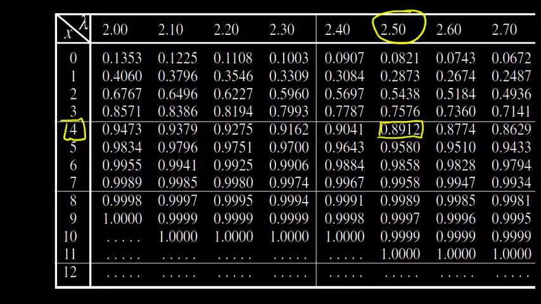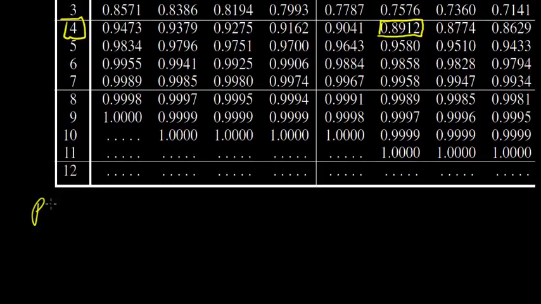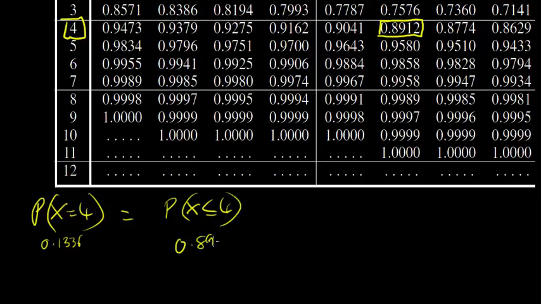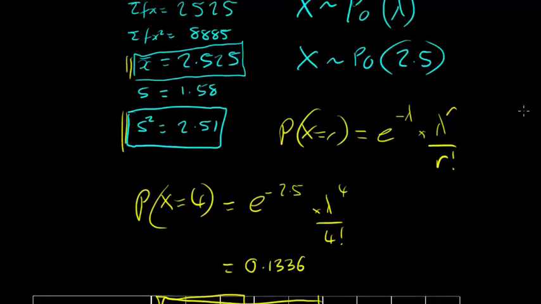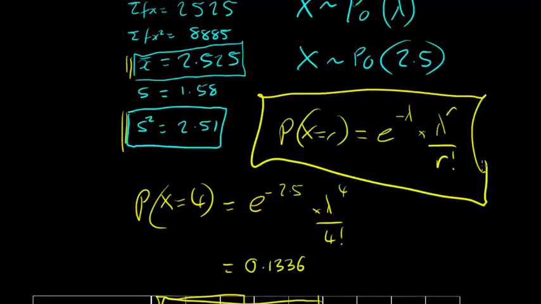Should I want to work out, for example, the probability that x is equal to 4, which I already have, I know is 0.1336, then what I can do is say that is equal to the probability that x is less than or equal to 4, which is 0.8912, minus the probability that x is less than or equal to 3, which is 0.7576, this number up here. And then if I do that, actually I do get that answer. So rather than have to use my formula, this bit here, I can just use the tables to help me.